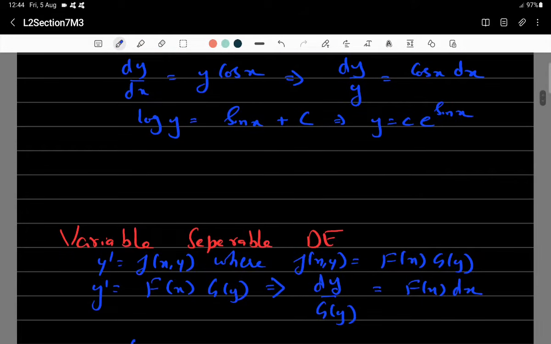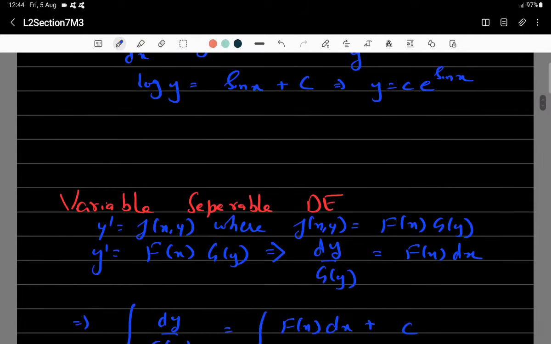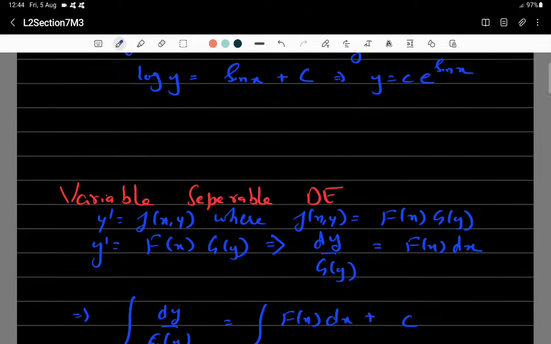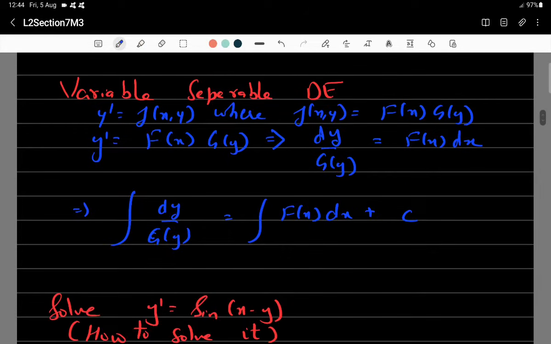We call it a variable separable differential equation if you have a first order differential equation of the form y dash is equal to f of x comma y, where f of x comma y is given in the form f of x times g of y. Then it is variable separable form, because once it is in this form it is very easy to solve by taking the left hand side as a function of y only, the right hand side as a function of x only, and then integrating on both sides.